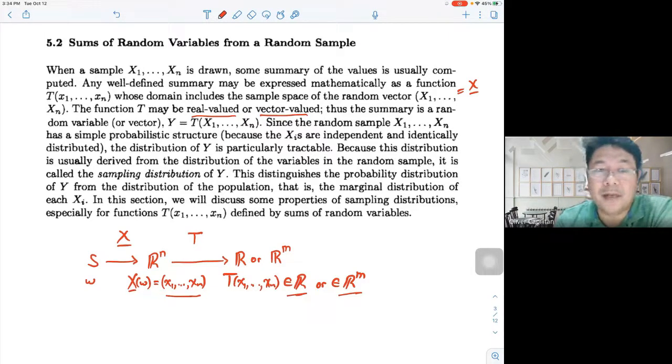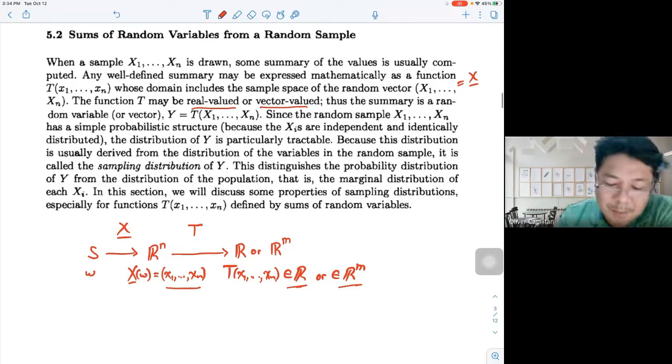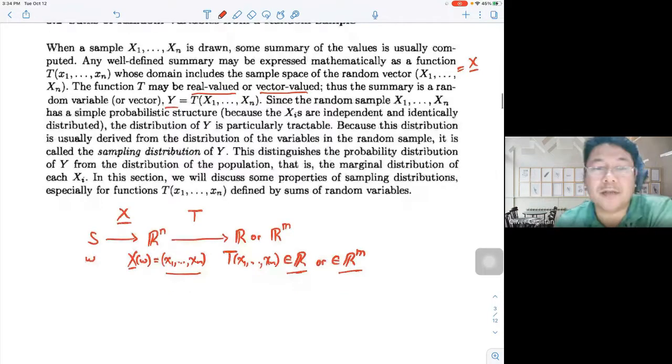Thus, the summary is a random variable. We can express t as a random variable y. Since the random sample has a simple probabilistic structure, being IID, the distribution of y is particularly tractable. And we call the distribution of y, taken from the variables in our random sample, the sampling distribution of y.